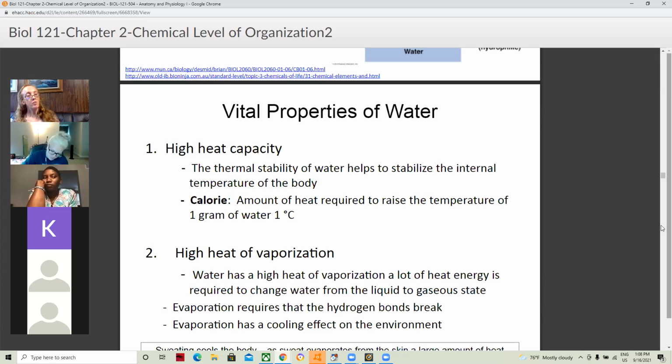Another property of water is that it has a very high heat of vaporization. What this means is that it takes a lot of heat energy, 540 calories, to change water from a liquid state to a gaseous state, to a gas. So the high heat of vaporization is the fact that it takes a lot of heat to change water from liquid to gas.